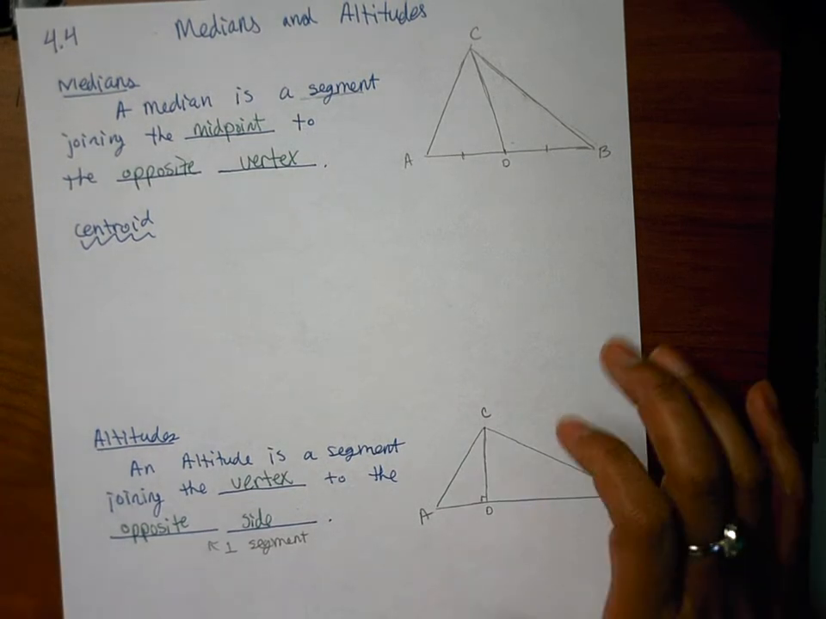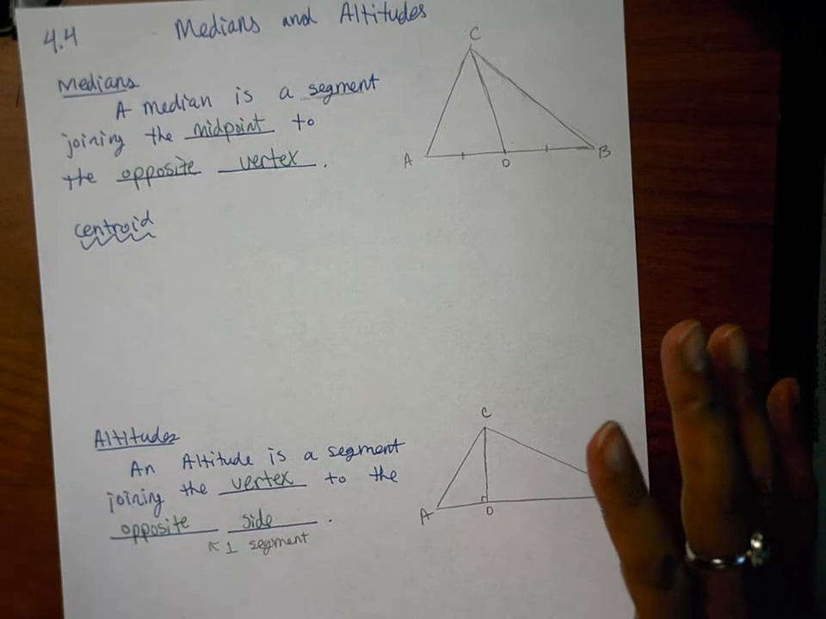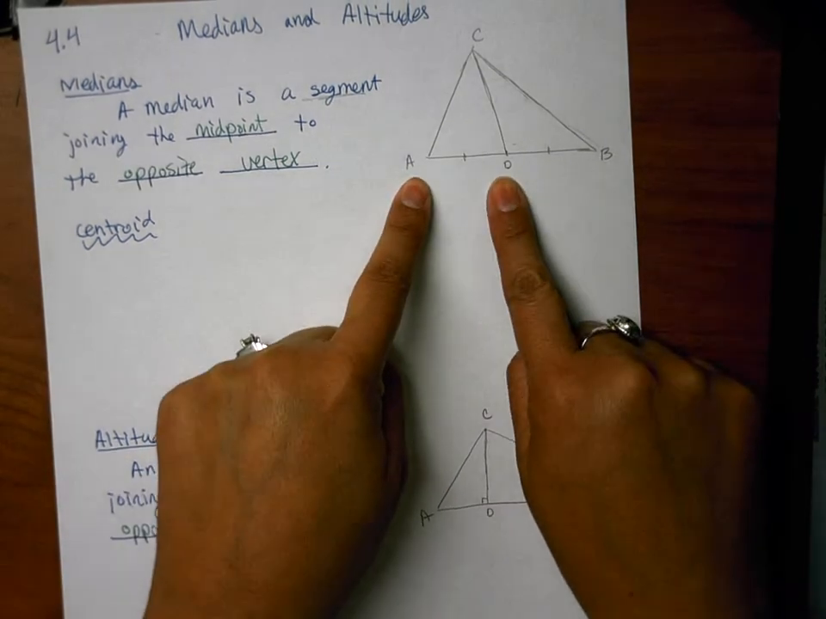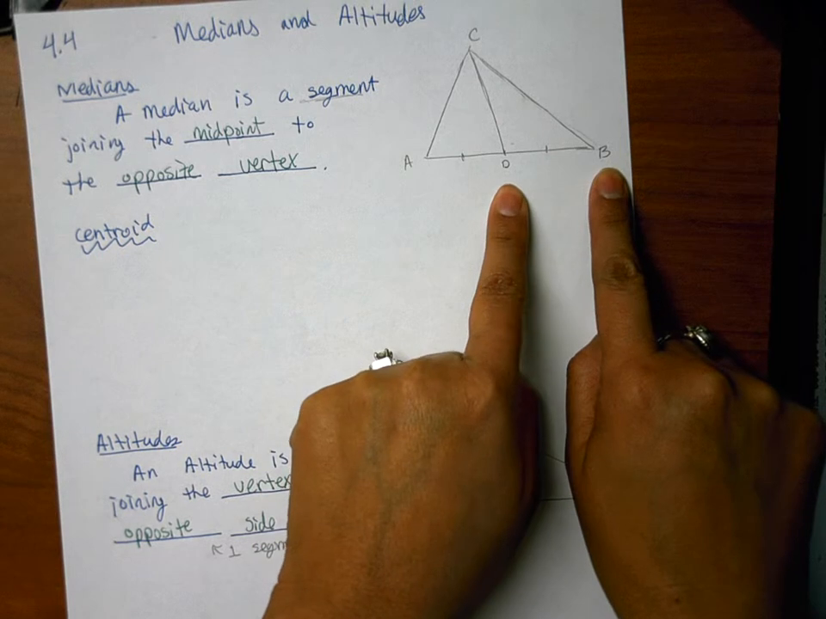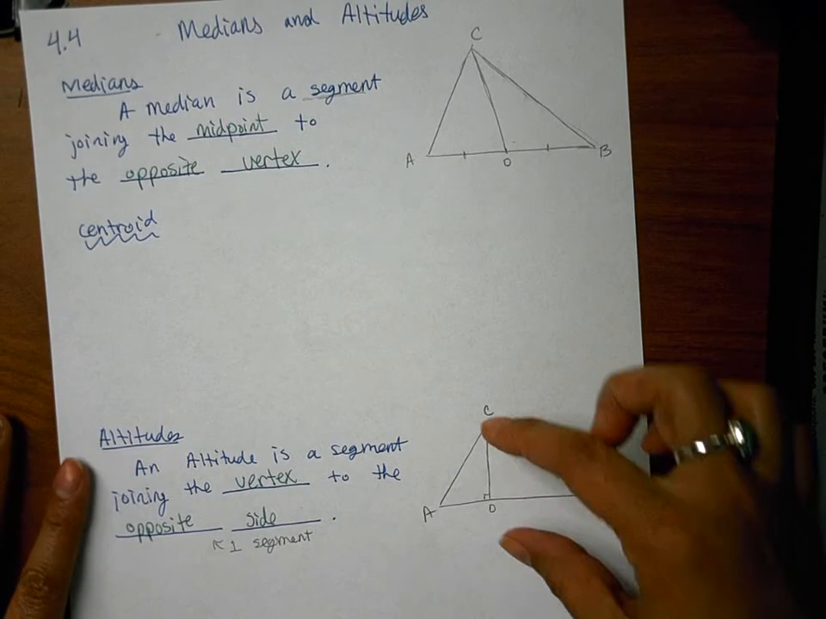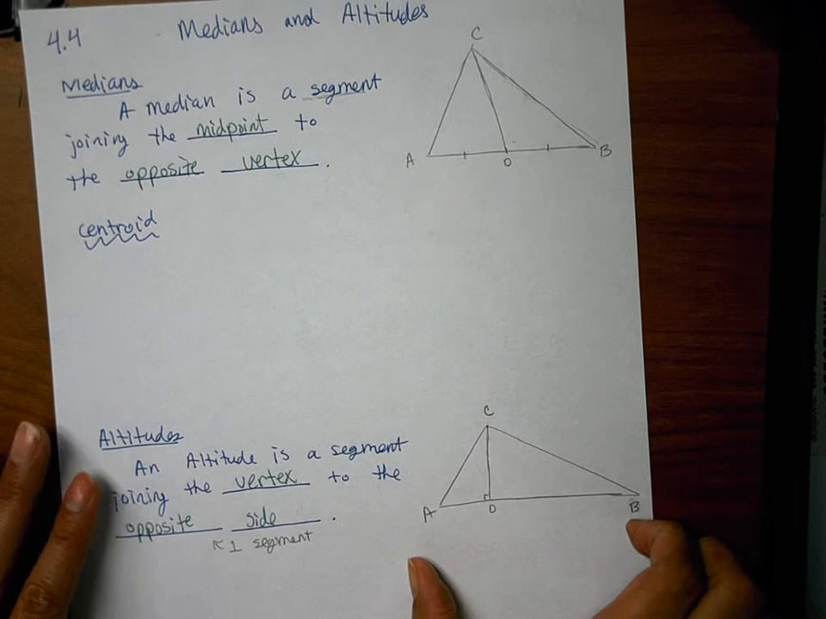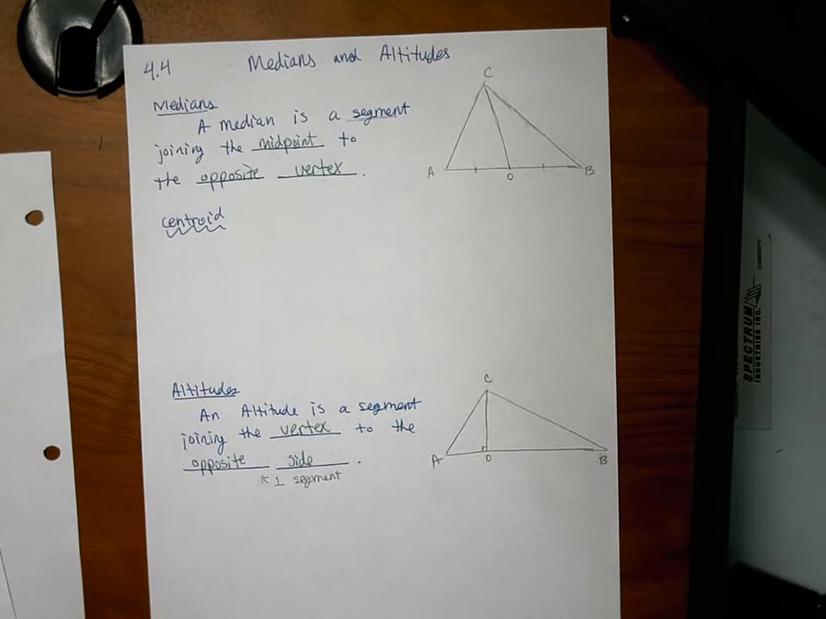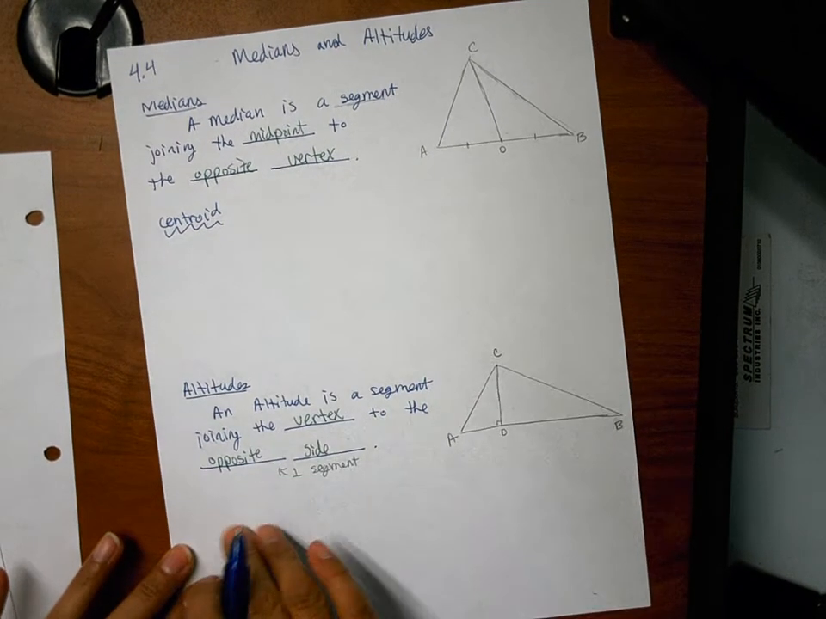So know the difference between the two, because you will have test questions where they give you images and they ask you which one's the median, which one's the altitude. What's true about the medians? AD is congruent to DB. What's true about the altitude? CD is perpendicular to AB. So that kind of stuff you want to make sure you know how to recognize.